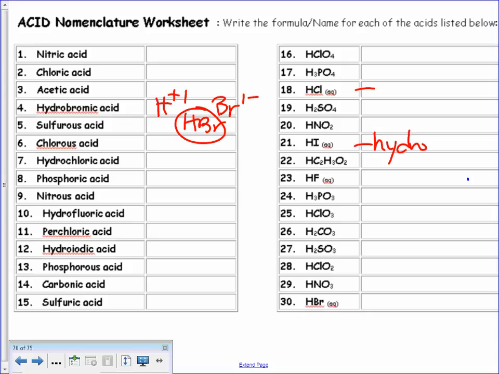It's just 1, 2. So how would I change iodine to fit acid name? Iodic. Sounds weird? Iodic acid. Hydroiodic acid. Because it's not iodine, it's iodic acid. Okay. Tell me another one.